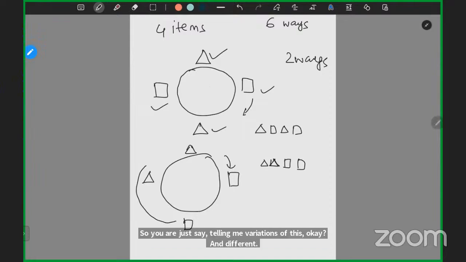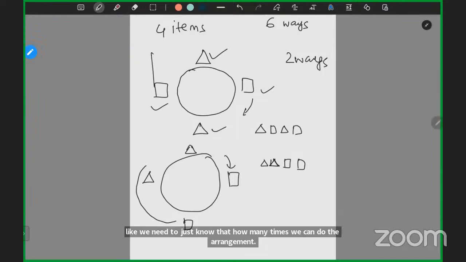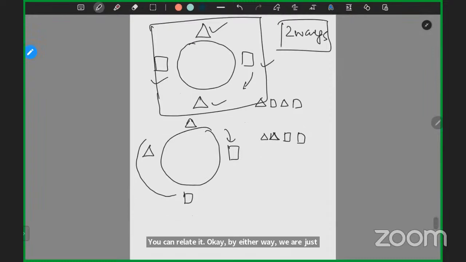So, sir, is it necessary to do the variation in every way, to make different patterns? Or do we just need to know how many times we can do the arrangement? Yeah, I'm showing you this so that you can relate it. Either way, we are just going to ask you how many ways you can do it. That's the only thing.